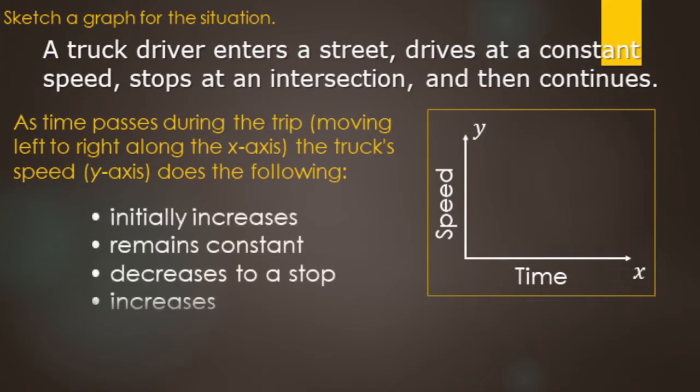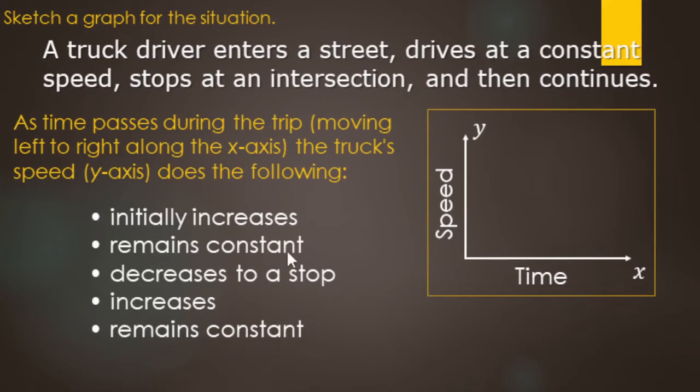So basically what's happening here is it starts out by increasing. So enters a street, so the speed is increasing. Drives at a constant rate, remains constant, and then stops at an intersection. Well, we have to decrease to a stop and then continue. So it's going to increase after the stop. And then he or she is going to go back to doing the speed limit again.